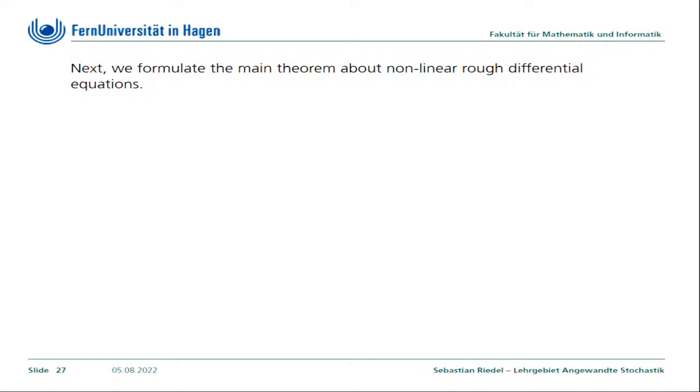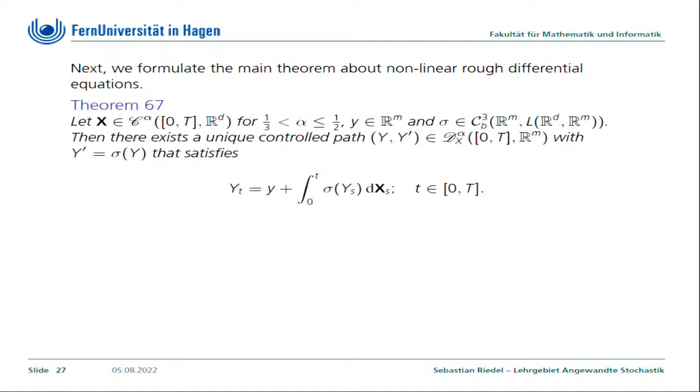So now we come to the main theorem about nonlinear rough differential equations. Okay, so let's fix a rough path. And yesterday I told you I will do everything now in a certain regime. And we are exactly in this regime here. So the alpha here we assume to be only between 1/3 and 1/2. Okay? Good, then we have an initial condition.